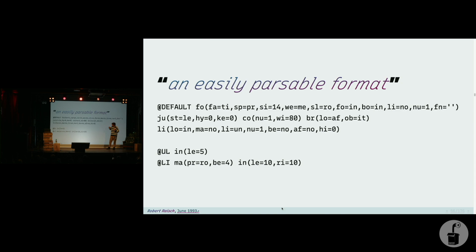A little bit before that, Robert Raisch proposed this easily parsable format. So I'm sure you can all tell me what that means. I imagine he means easily parsable by the browser, which might be true. He's got a default here. This is, I guess, sort of like the star selector. We'll just style everything at once. This is the font family is Times. God, I don't remember. The spacing is proportional, I think. Yeah, size 14. He's very clear that size 14 isn't 14 pixels or 14 points, it's just 14.